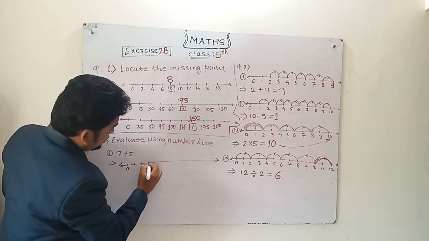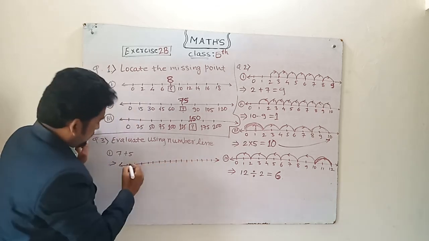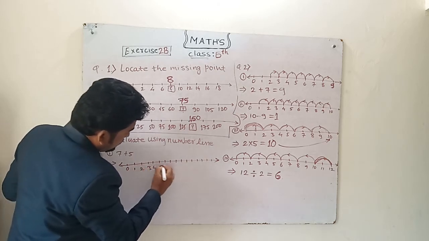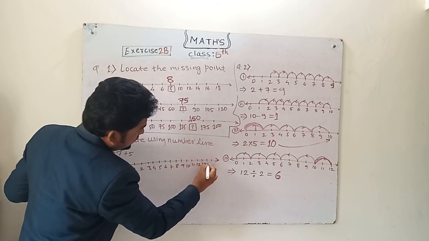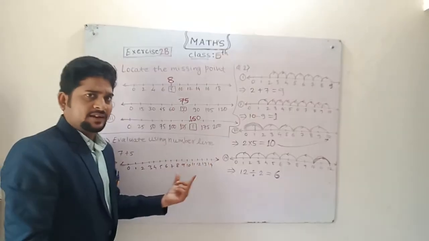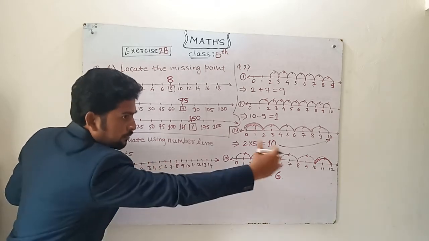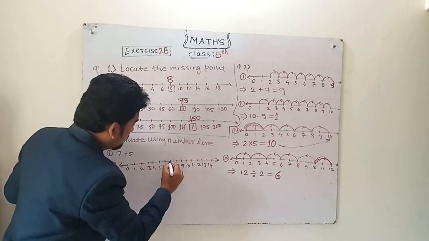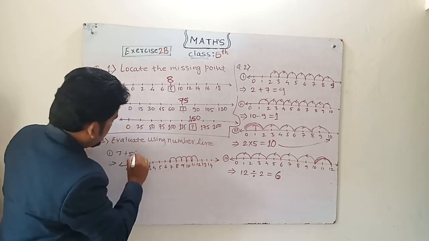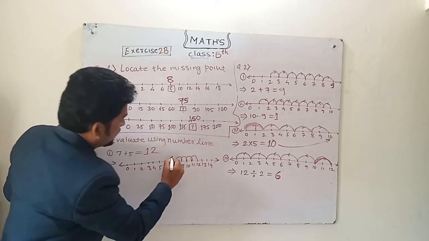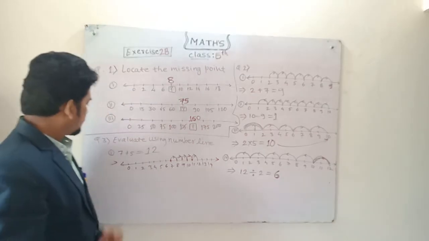0 1 2 3 4 5 6 7 8 9 10 11 12 13 14 15. For your understanding I am taking it starting from 7. It's going right, plus means how many curves do I want? 5. 1 2 3 4 5. The answer is 12. Like this you have to show the graph for this question number 3.